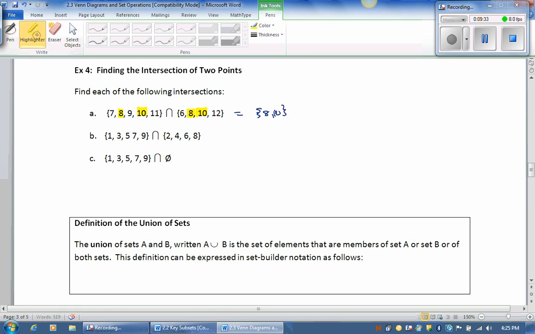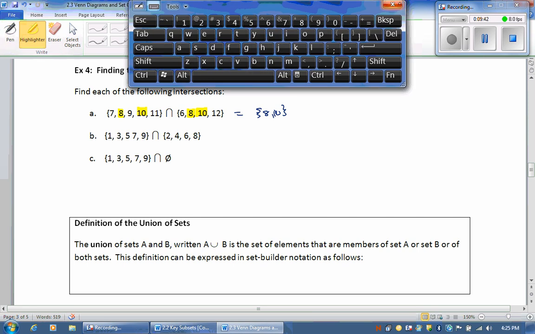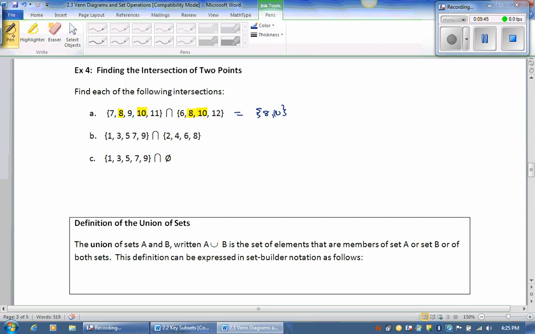So we're going to do that again for the next one. We're going to look for common elements: 1, 3, 5, 7, 9, and 2, 4, 6, 8. This one, I actually don't have any common elements, so the intersection is the empty set. And then the last one, I've got 1, 3, 5, 7, 9 intersecting with the empty set. Again, there's nothing in the second set, so your intersection again is the empty set.